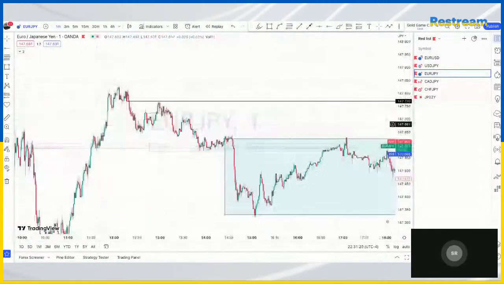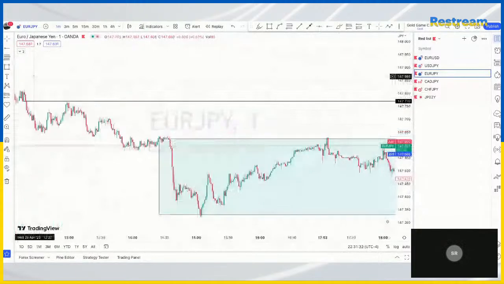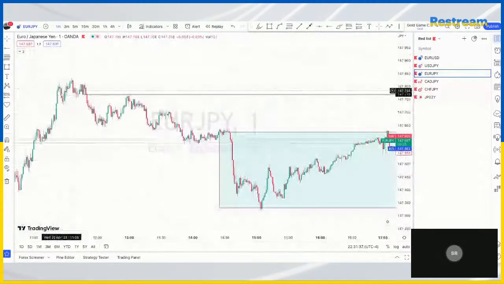So that's a potential trade up there. Looks clean. Looks nice. Banker's candle. Massive drop. It's like a box trade in here. And then come back. Never touched it.